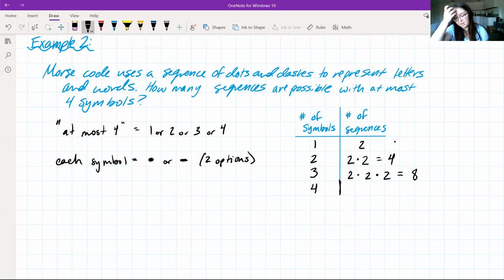Then for 4, same thing as before. Now we're thinking about having 4 different occasions, so M1, M2, M3, M4. We have 2 options for each. So we're going to say 2 times 2 times 2 times 2. And that's going to give us 16.